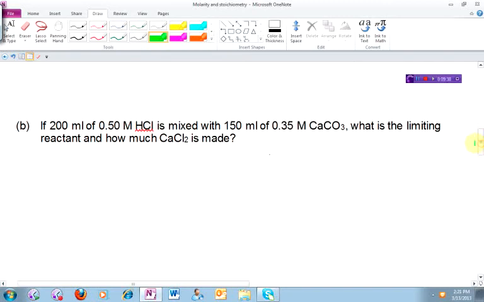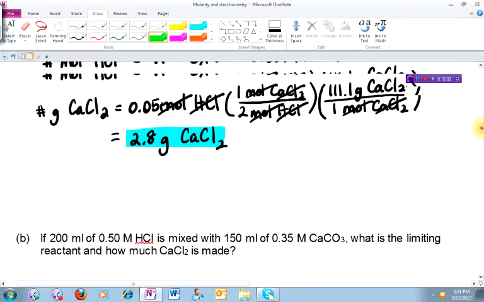So our next problem: if we have 200 mL of a 0.5 molar hydrochloric acid solution and we mix it with 150 milliliters of a 0.35 molar calcium carbonate solution, what is the limiting reactant and how much calcium chloride is made? Okay, so here we're given lots of information. So let's take a look at what pieces of information we have.